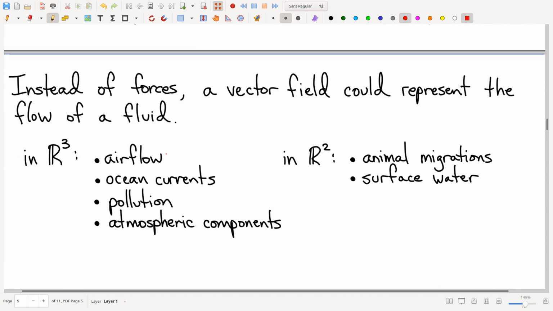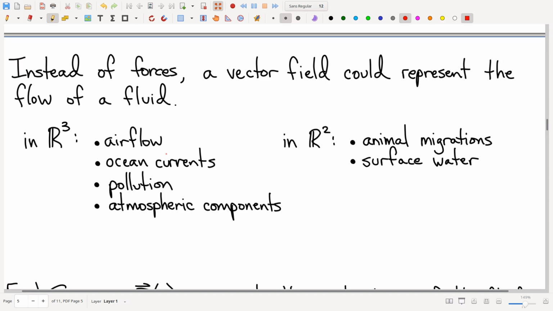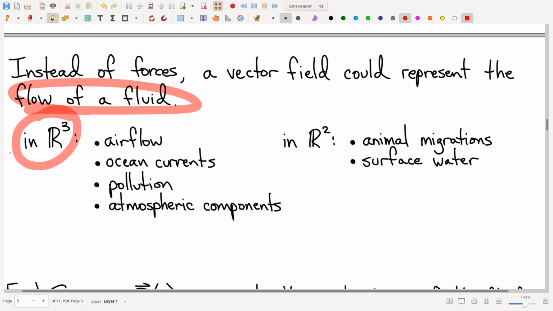Okay, so we've seen a couple of examples of forces that can be represented by vector fields. Here's a totally different physical metaphor for vector fields, and that's the flow of a fluid. And there's a ton of examples of fluid flows. Three-dimensional fluid flows, after all, we do live in 3 dimensions. The way air is flowing around in this room is a flow of a fluid. Air is a kind of a fluid in a way. It's not a liquid, it's a fluid, right?